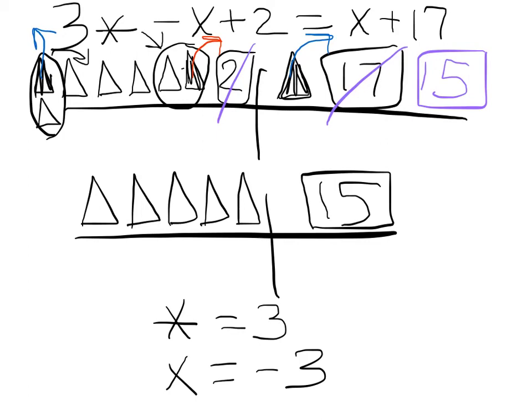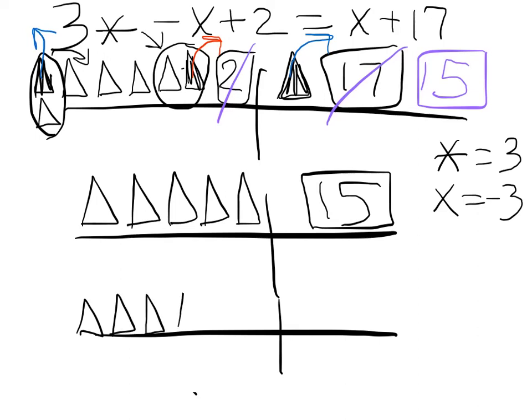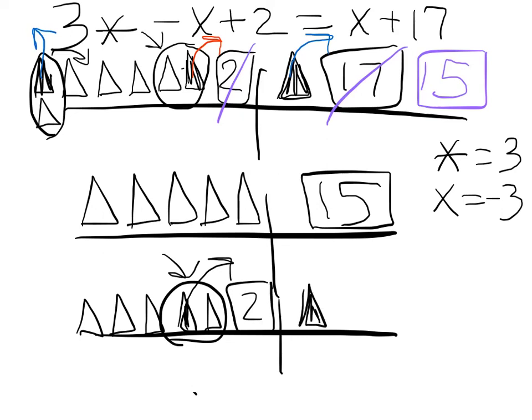In order to recheck my work, I'm going to want to redraw the scale so that I can use my values to check my work. And over here I had star equals 3, x equals negative 3. Now my original equation, I had 3 stars. I had to add in convenient zeros to take away my x, and I had a 2. On the other side, I had x and 17.